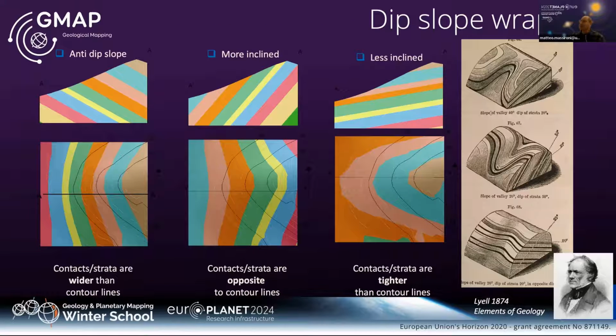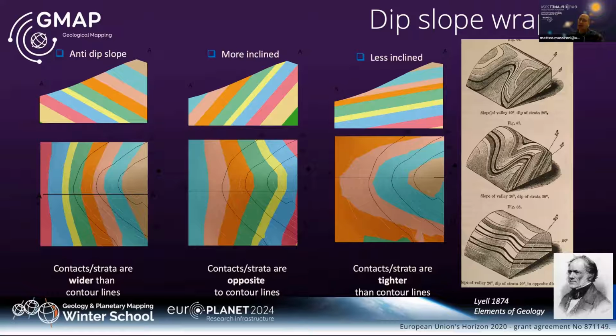Here we see the different cases: the anti-dip slope, the dip slope more inclined than the slope itself, and the dip slope less inclined than the slope itself. And to the right, we see a textbook by Lyell in 1874, Elements of Geology, that shows exactly the same thing.